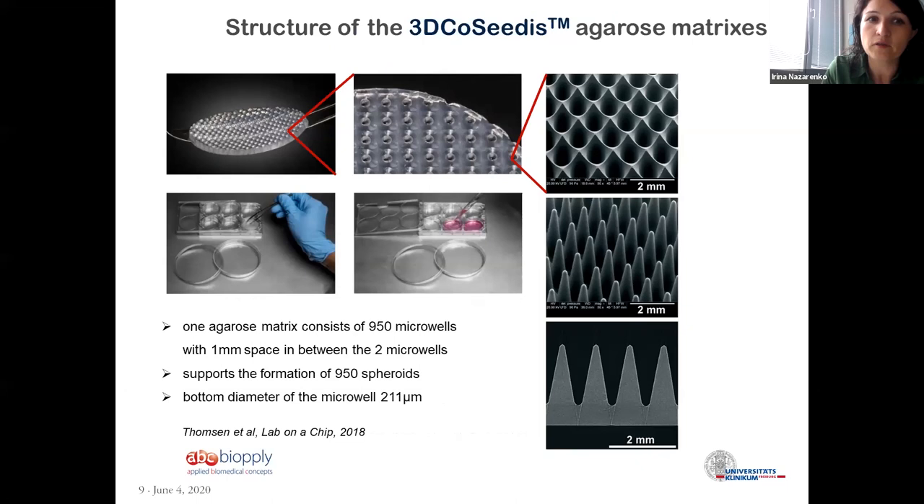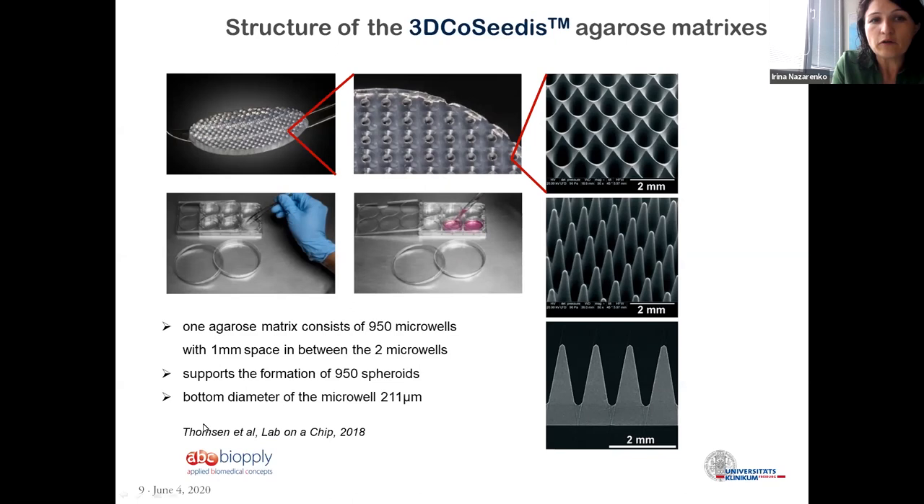It's just an algorithm which, in the first trials, was really done manually. And these matrices can be put into a 6-well plate, or adapted to other well formats. Meanwhile, this approach is patented, and the intellectual property was sold to the company ABC Bioapply, who is also selling these matrices for 3D systems. But what are these matrices?